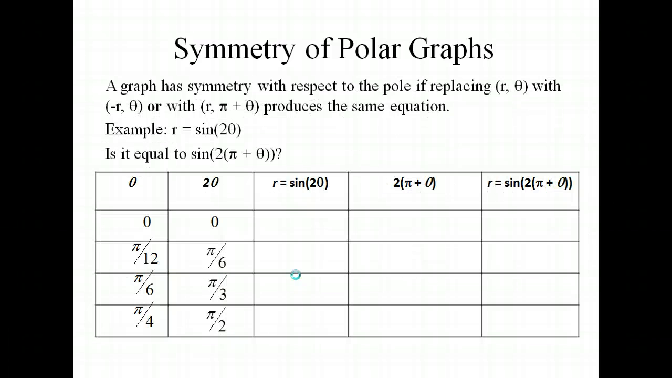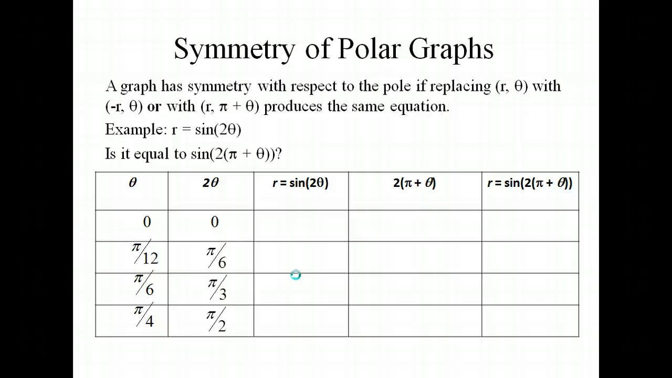Our next type of symmetry that we want to talk about is with respect to the pole. And our test for this type of symmetry is to replace (r, theta) with (negative r, theta), or with (r, pi plus theta). If you get the same equation after you simplify, then you would have symmetry with respect to the pole.